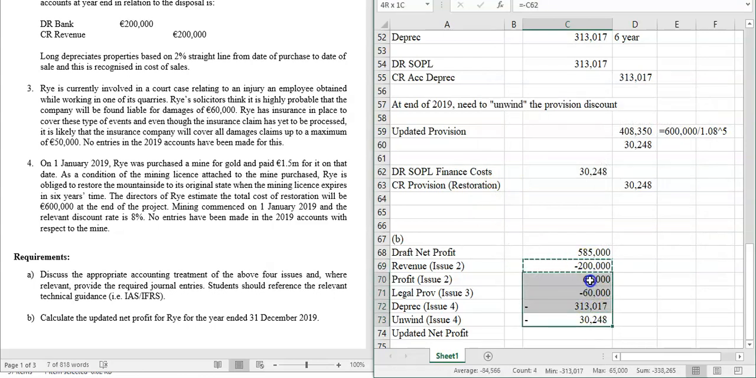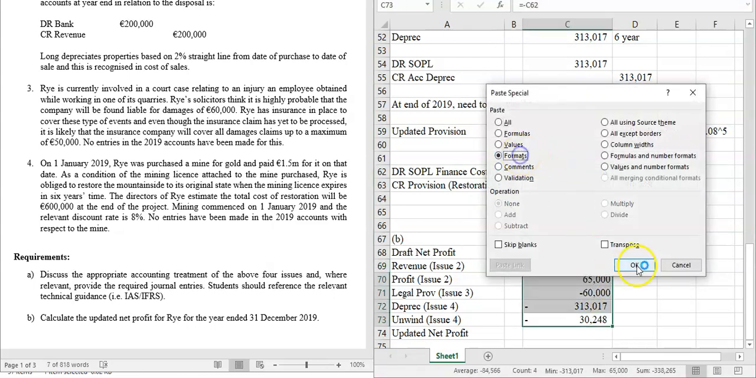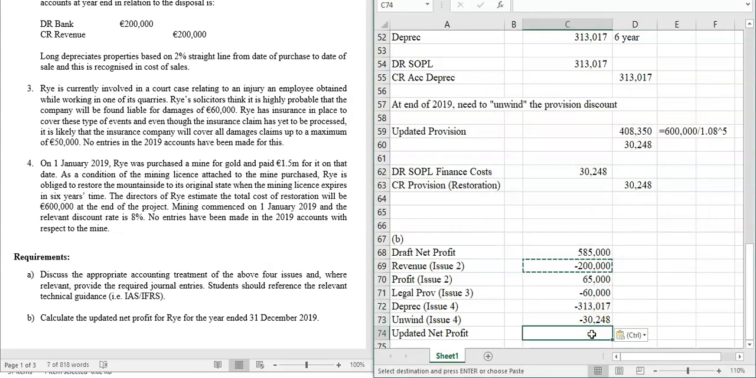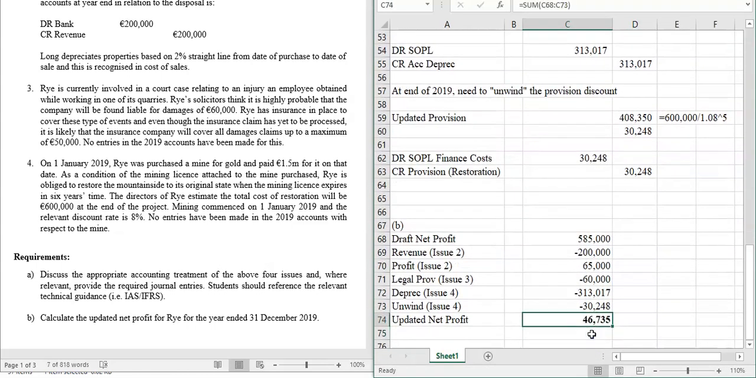Just make sure all these are the same. And that gets us an updated net profit at the year end. Instead of 585,000, it's actually only 46,735. So just be careful and watch for those types of questions where you might be asked the journal entries, but what impact that will have on profit.